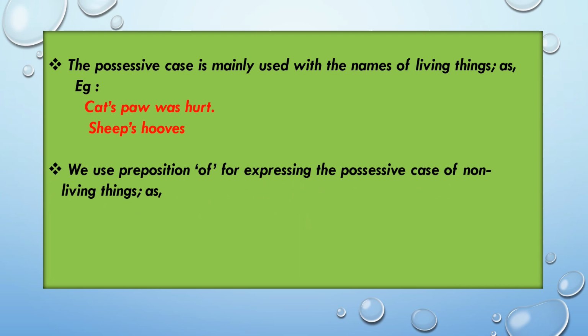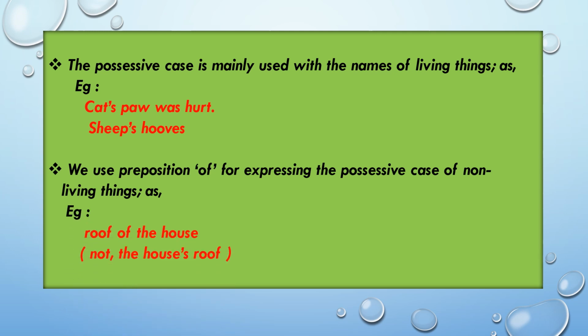We use the preposition of for expressing the possessive case of non-living things. Okay children, so just to show the possessive case or to express possession, we use apostrophe s, no? So that we use with the names of living things. And with non-living things, we show the possession by using the preposition of. Let's see the examples, then it will be more clear to you.